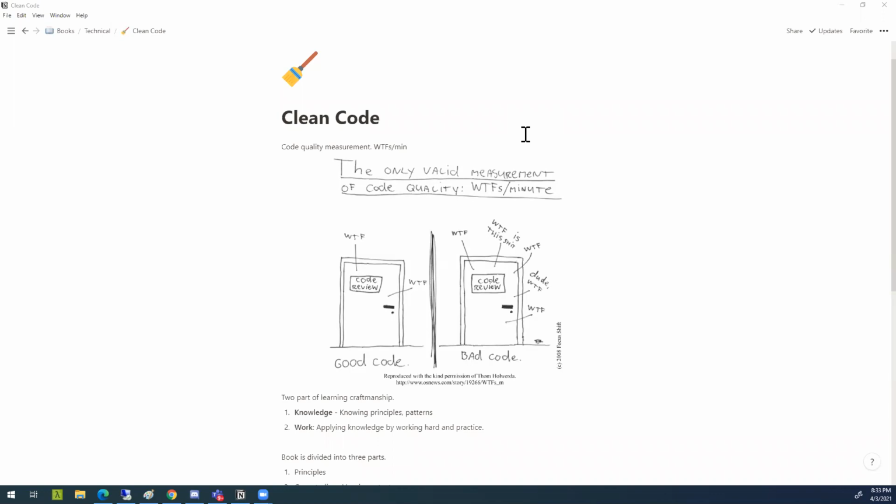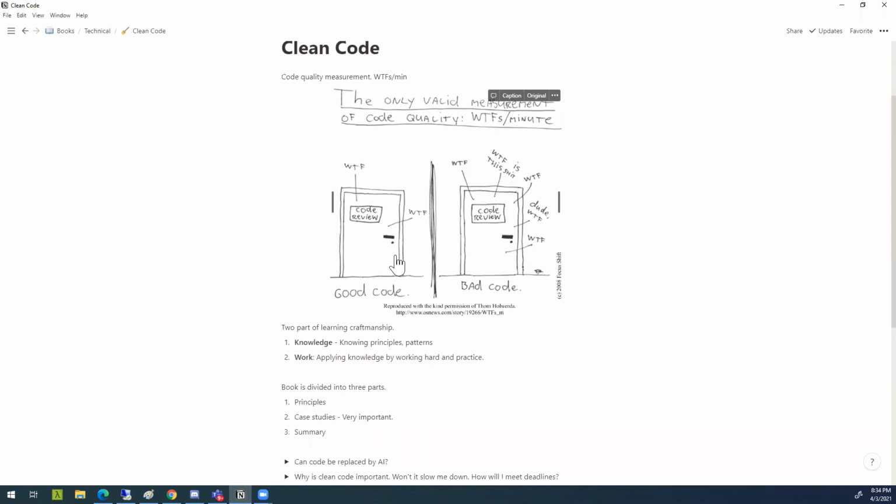In the introduction chapter itself, the author has mentioned one diagram. The question asked was, what exactly is the measurement of code quality? How will you measure it, if you have to? What the author has said is that it's basically the number of expletives per minute. If you look at these two code reviews, while reading the code you're thinking in your mind, oh my God, what has the writer of this code written? What is this? The more you feel that about the code, the worse that code is. The less you have that feeling, the better the code is.